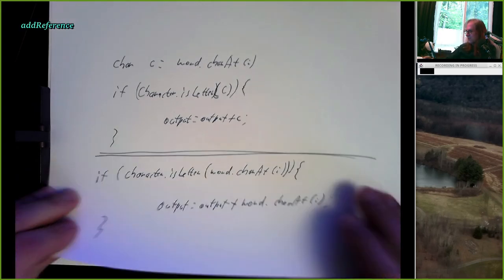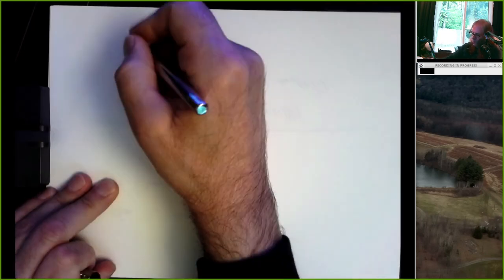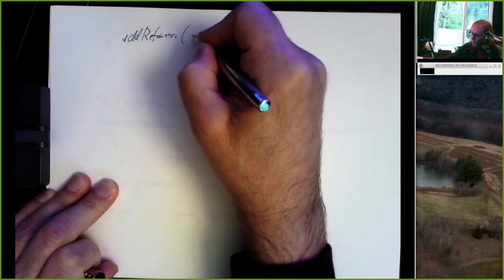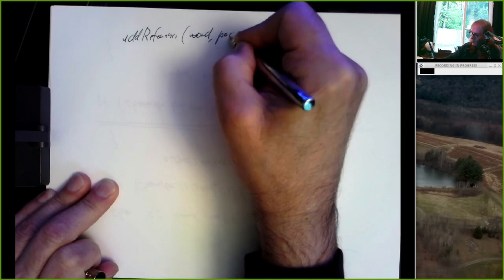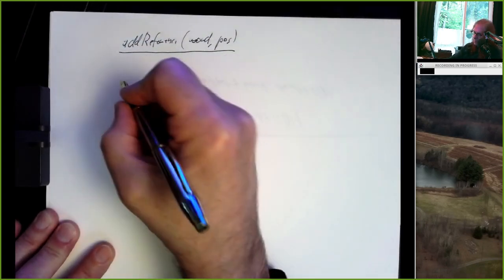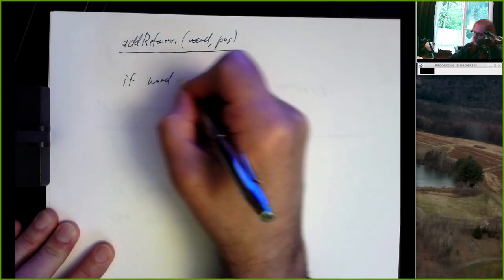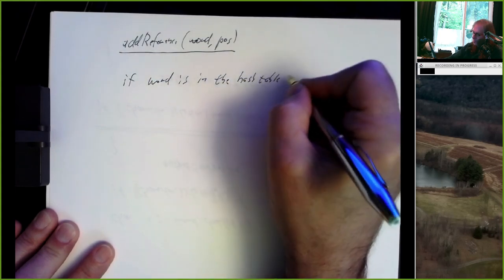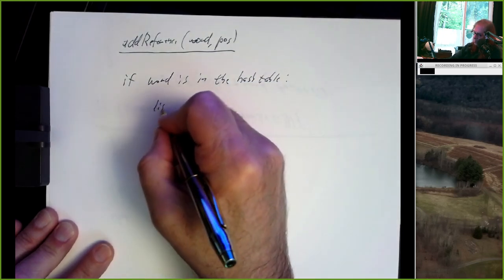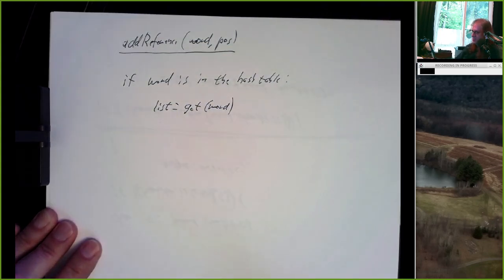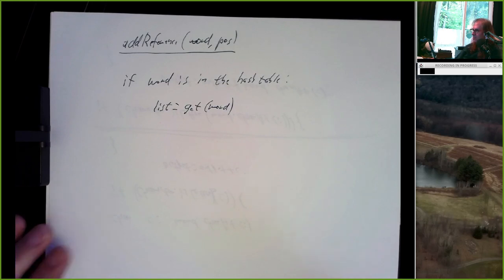All right, so our addReference method. It takes in a word and a position. This is a string, this is an integer. All right, so we can do the following pseudocode. If word is in the hash table, use the get method from that hash table to retrieve the linked list associated with that word.